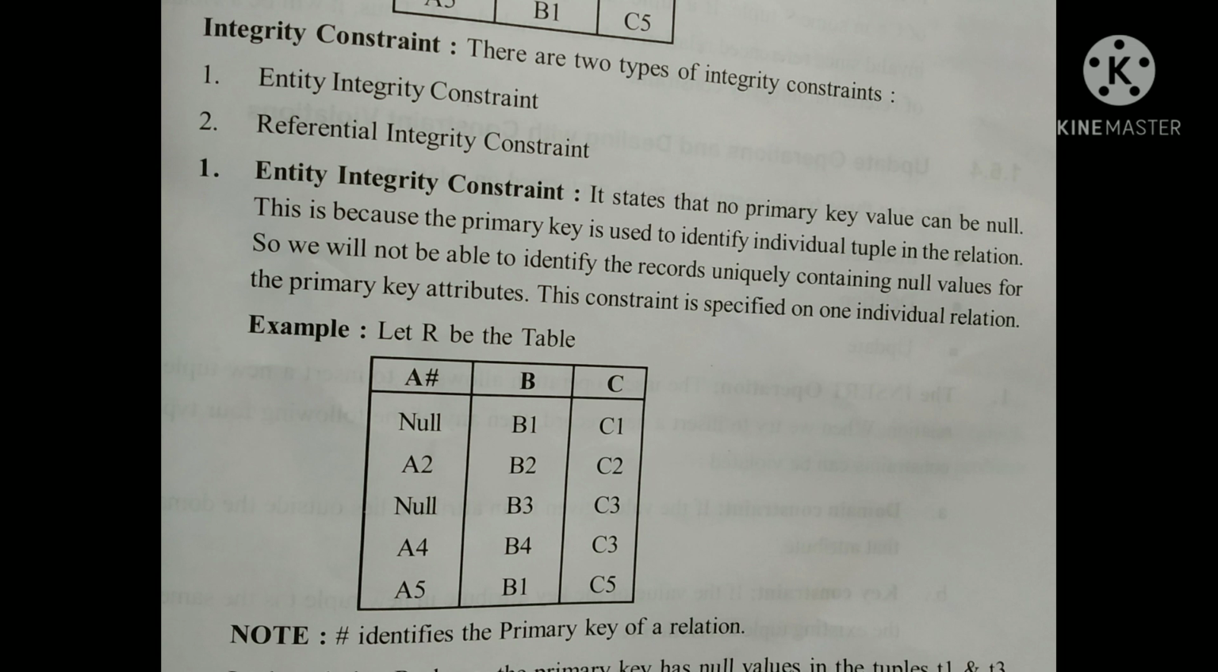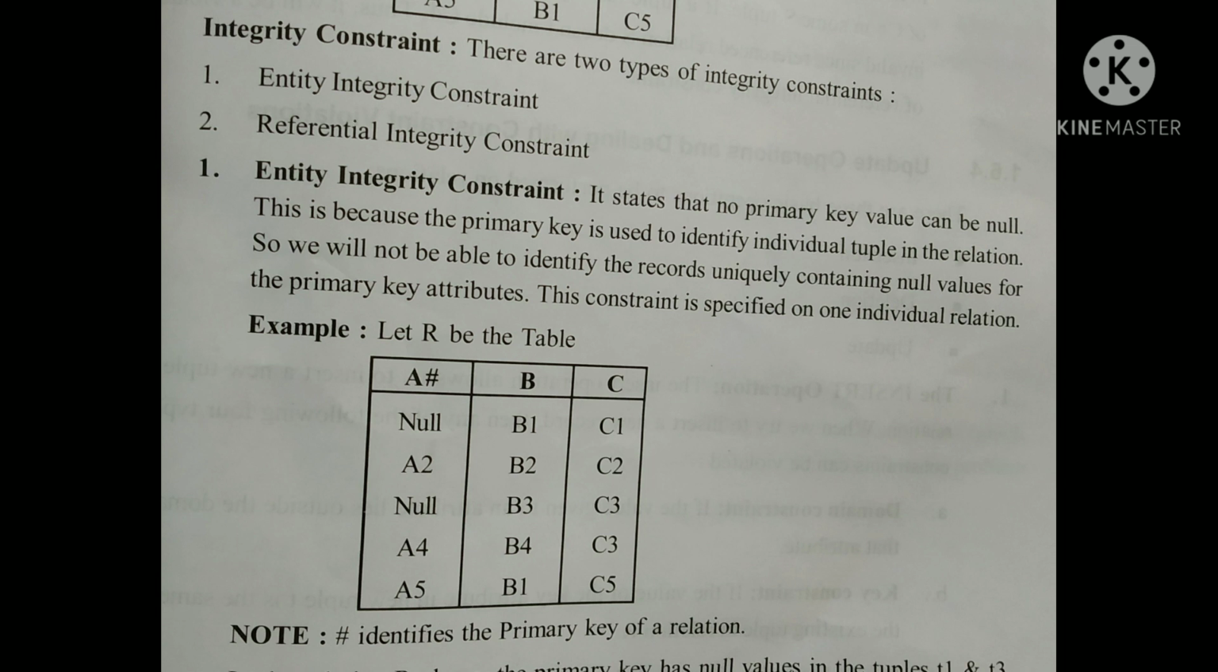This is the third one. There are 2 types of integrity constraints: entity integrity constraints and referential integrity constraints. What are the entity integrity constraints? It states that no primary key values can be null. In this one, primary key values must not be null.